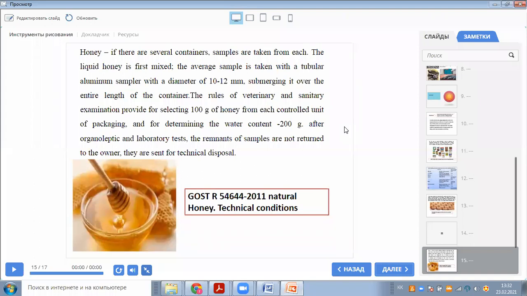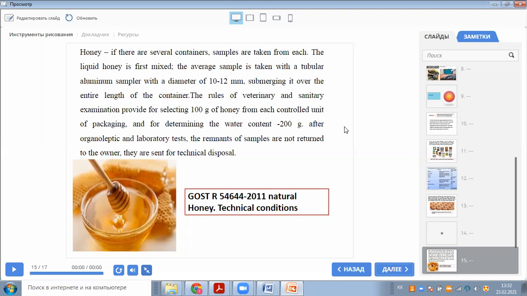The rules of veterinary and sanitary examination provide for selecting 100 grams of honey from each controlled unit of packaging. And for determining the water content, about 200 grams after organoleptic laboratory tests, and the remains of samples are not returned to the owner and they are sent for technical disposal.